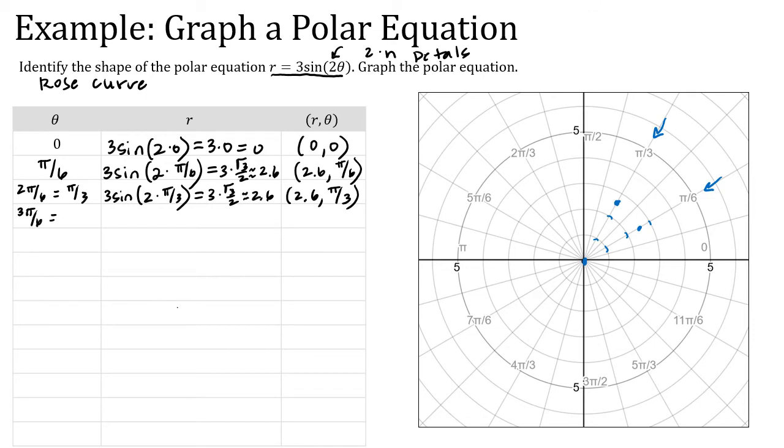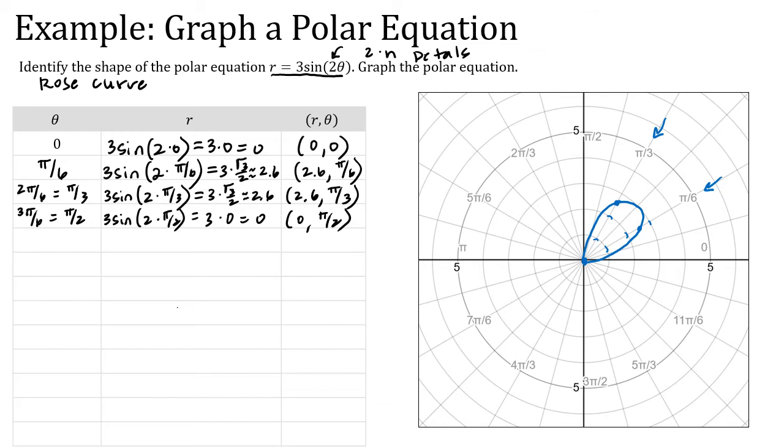3 pi over 6, that's going to be pi over 2. So 3 times the sine of 2 times pi over 2, which is going to be, let's see, 2 times pi over 2 is just pi, and the sine of pi is 0. So 3 times 0 is 0. So I think what has happened is we are back to the pole. So let me just graph, maybe connect some points here. We started at the pole. We went to this point, 2.6, comma pi over 6, and then we came back around and we ended up back at the pole. That is our first petal.